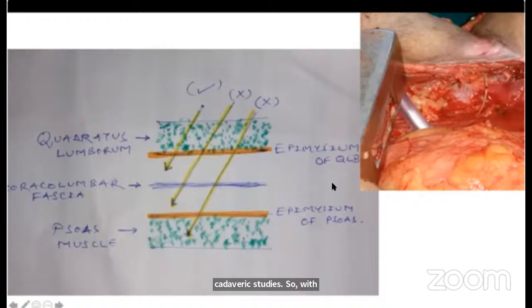We can use PNS and keep the current at 0.3 milliampere. If we see a local twitch of quadratus lumborum or psoas muscle, then we should not deposit the drug. Once we are exactly in the plane, there will not be any local twitch and we can deposit the drug. So for correct placement, as the needle is advancing through the quadratus lumborum muscle, we do hydrodissection, gentle needling, and try to achieve the end point, which is between the epimysium of quadratus lumborum and the thoracolumbar fascia.